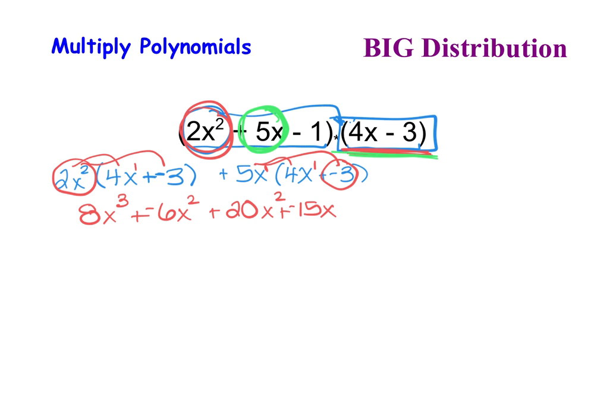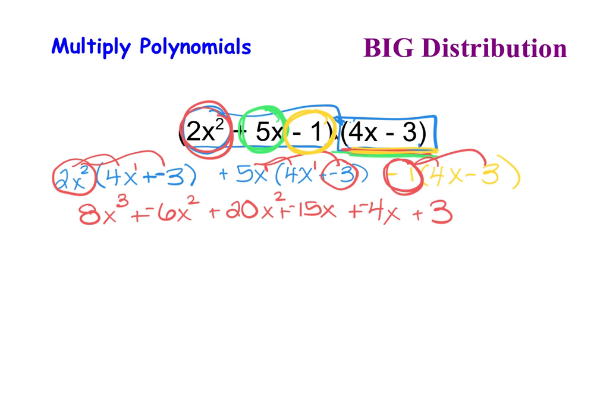And then finally, we're going to take this negative 1 here, and multiply that by everything in this second parenthesis. So here I'm going to take negative 1 and multiply it by 4x. So that's either negative 4 or plus negative 4 with an x attached. And then negative 1 times 3, which is plus 3.